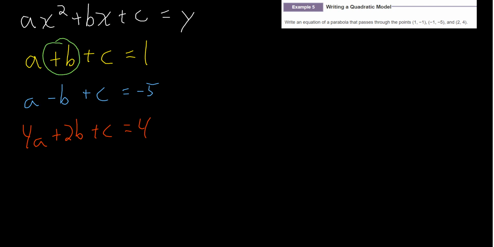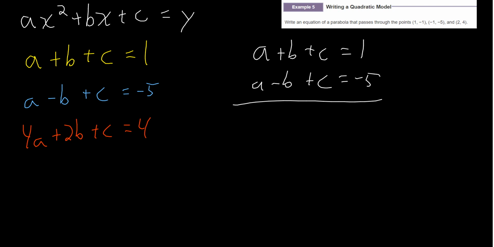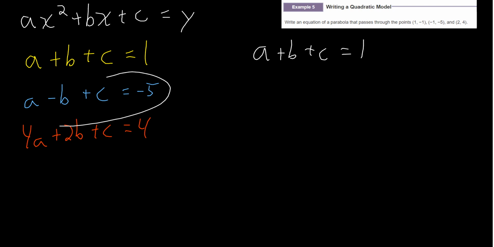So I'm going to put them on top of one another. We have a plus b plus c is equal to 1, and a minus b plus c is equal to a negative 5. We're going to put them on top of one another and basically do the arithmetic. This is interesting. It might actually be easier if I multiplied one of these by a negative number. So let's do that. We're going to multiply this equation by negative 1.